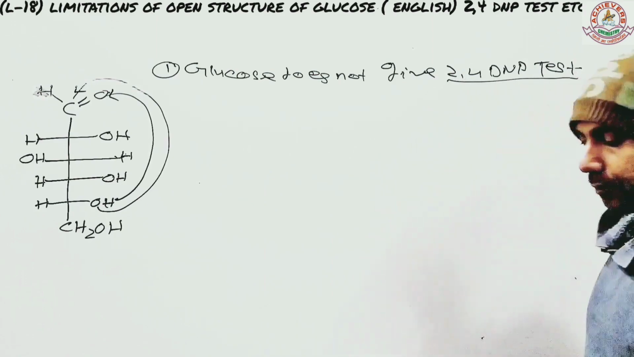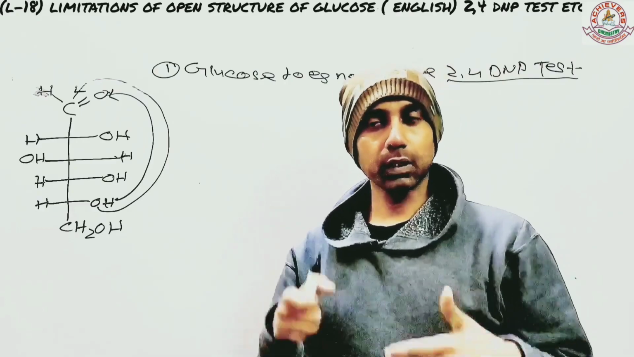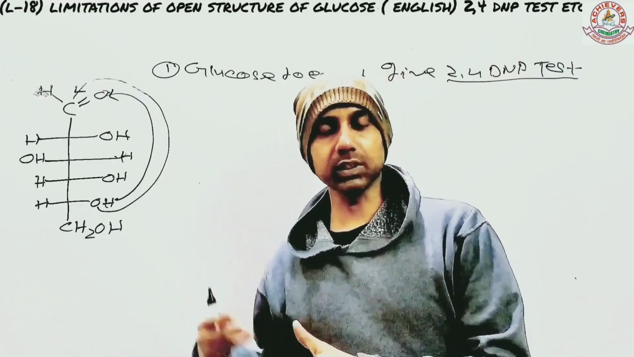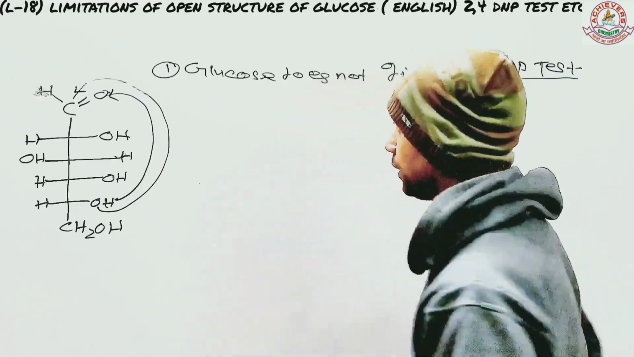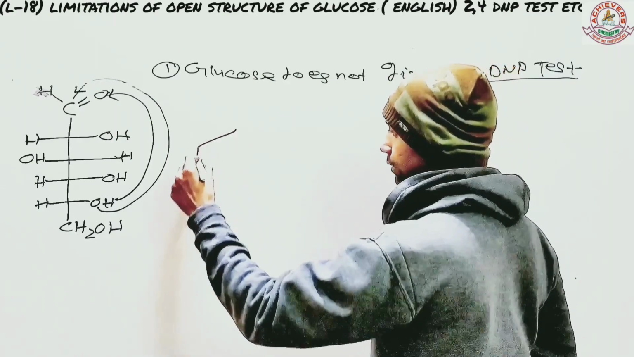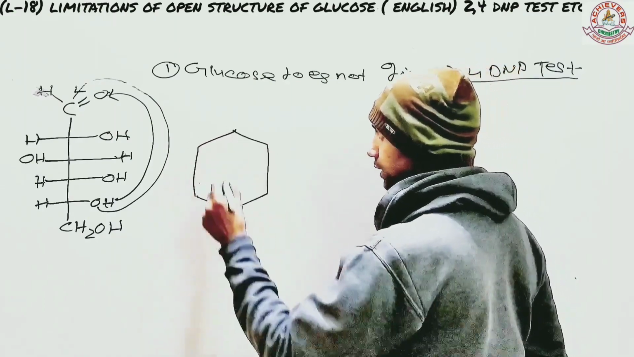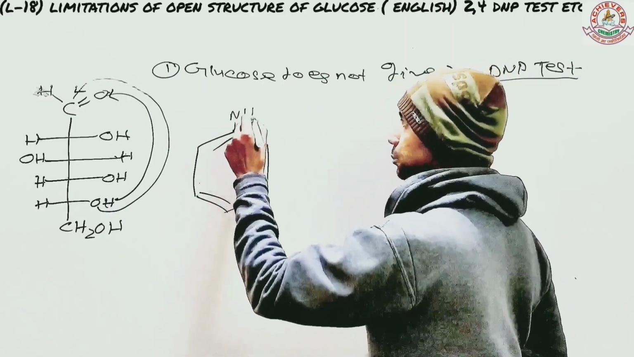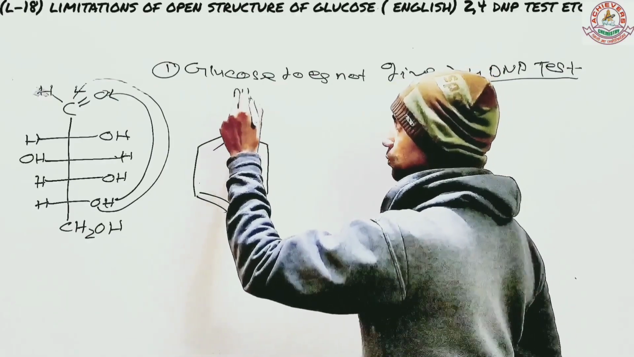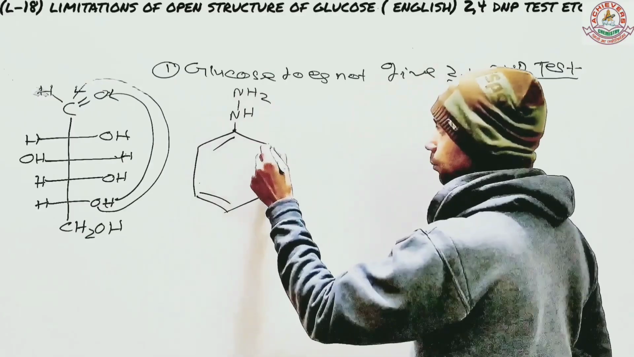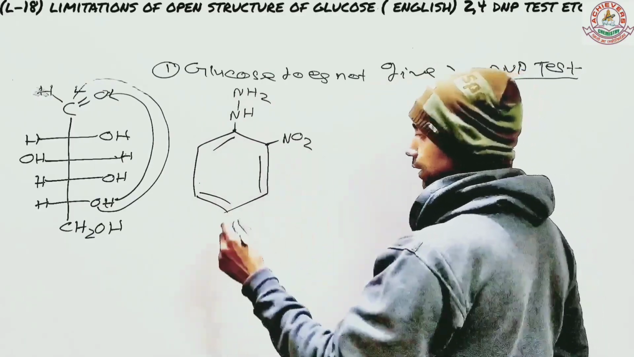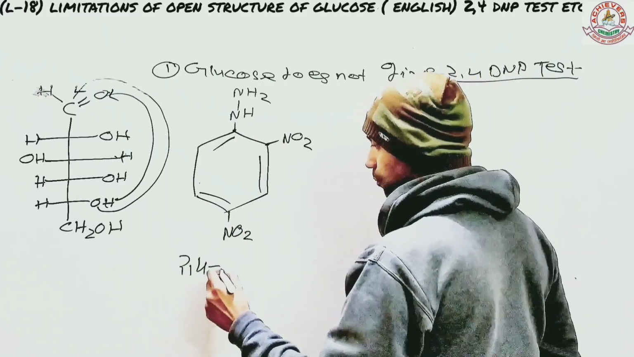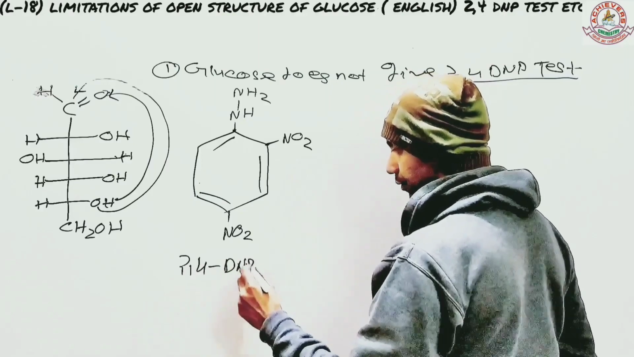Now the question is what this 2,4-DNP test is. The first thing I would say is that 2,4-DNP refers to a compound and it's called 2,4-dinitrophenylhydrazine. Now let me draw the structure and take you through the limitation part here. So this is your benzene. Now on any position you can draw NH, then you have NH2, and you have a nitro right here and another nitro right here. So that's why this is called 2,4-DNP.